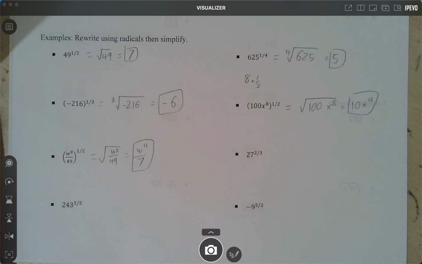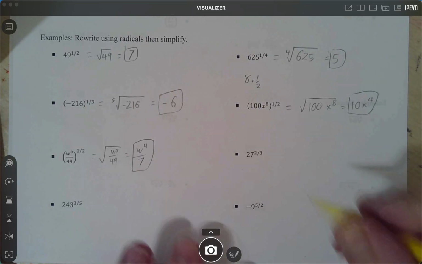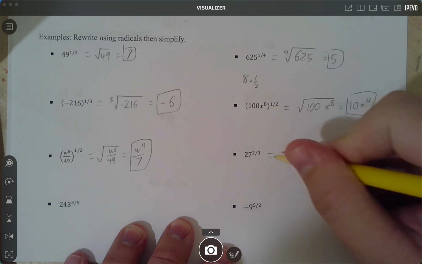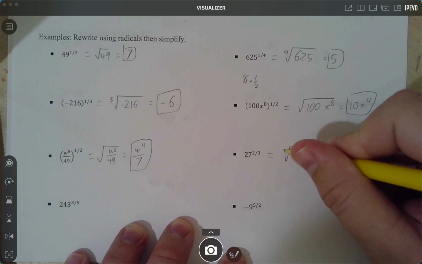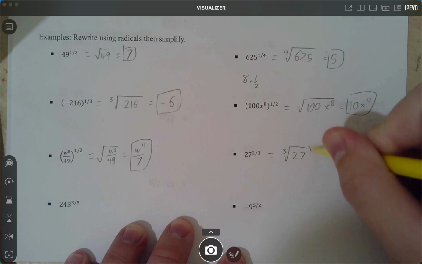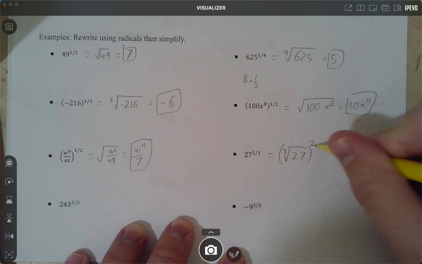This next example is, again, a great time to use your calculator, but we're going to answer this in a way of saying, what if I didn't have a calculator? What would be the best way to do this? Now, the best way to do this in my mind would be to say this is the cube root of 27 squared.